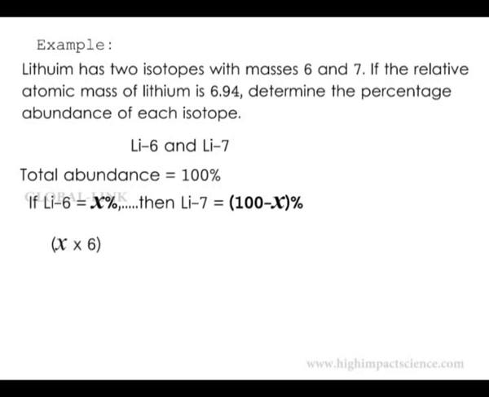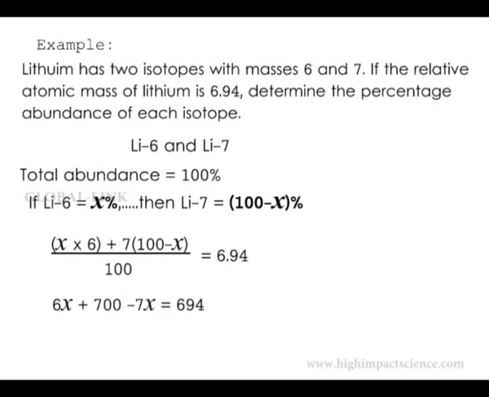X times 6 plus 7 times (100 minus X) divided by 100 is equal to 6.94. Cross multiplication: 6X plus 700 minus 7X is equal to 694. Minus X is equal to minus 6, X is equal to 6. So the percentage abundance of lithium-6 is 6%, which means that of lithium-7 is 94%.